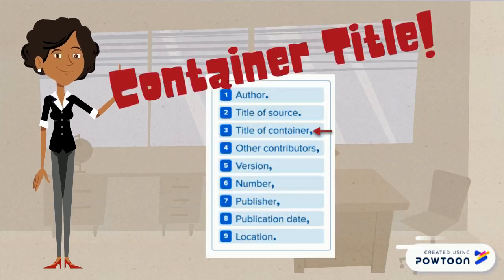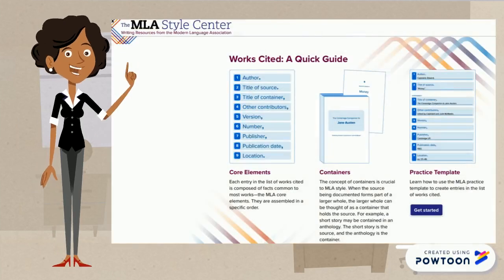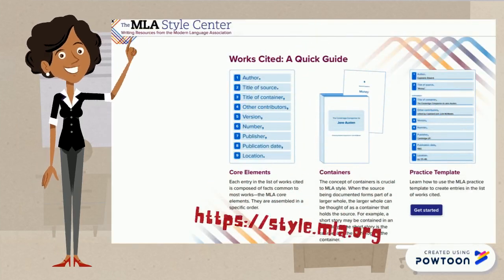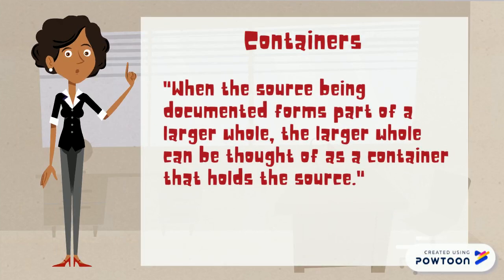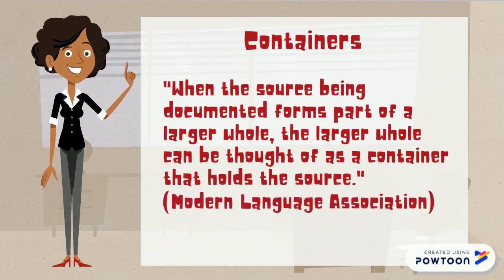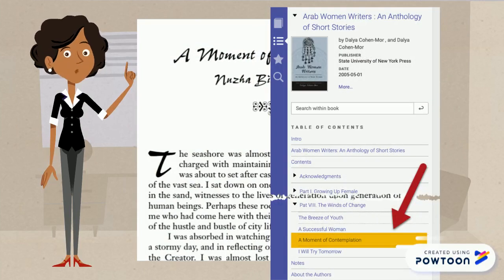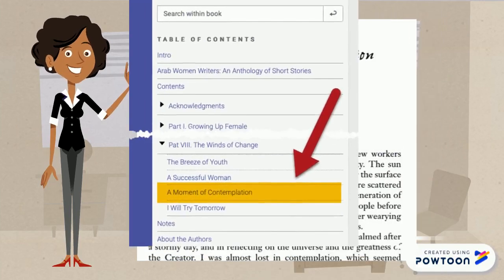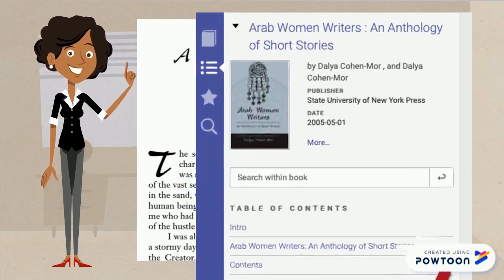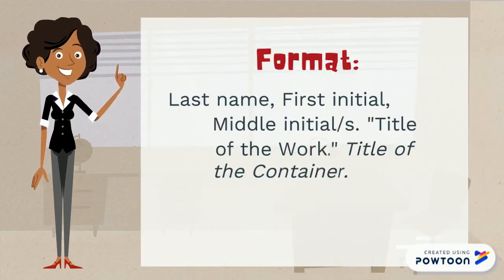The next part is the container of the work. So what does MLA mean when they talk about containers? The MLA Style Center website explains the idea of containers this way. When the source being documented forms a part of a larger whole, the larger whole can be thought of as a container that holds the source. For example, a short story might be contained in an anthology. The short story is the source, and the anthology is the container. And information about this container will be included to help you locate that work.